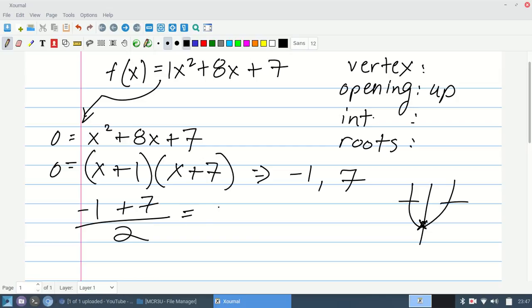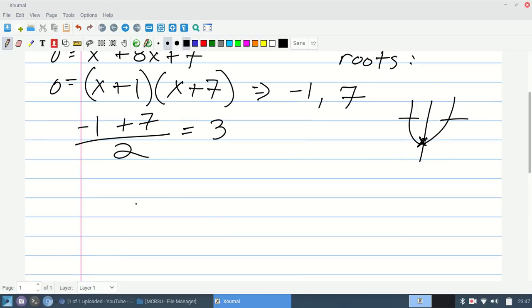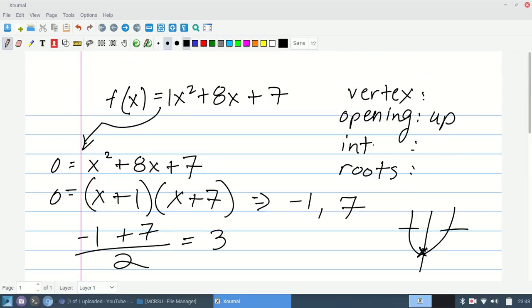So negative 1 plus 7, that's 6. Over 2, that's 3. So it's at the x value of 3. That's where the vertex is located. If the vertex is located at 3, I can plug in 3 into the original equation and find the y-coordinate of the vertex.